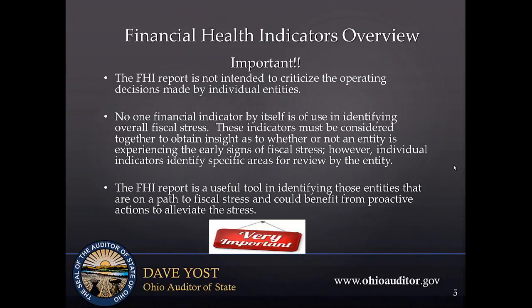Some important information to note. The FHI report is not intended to criticize the operating decisions made by individual entities. No one indicator by itself is of use in identifying overall fiscal stress. Entities need to look at the combination of all indicators to determine whether or not there are early signs of fiscal distress. However, we would like every entity to look at each indicator for specific areas of fiscal stress. This FHI report, we hope, will be a useful tool in identifying those entities that are on a path to fiscal stress and prevent that stress through proactive actions to alleviate it.